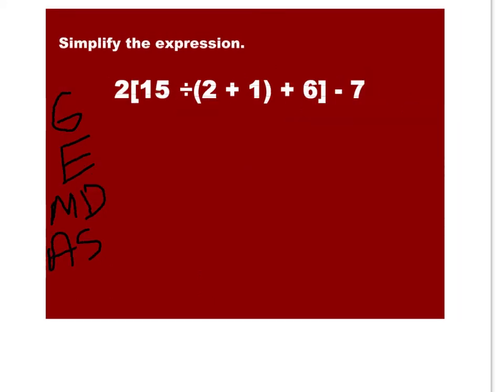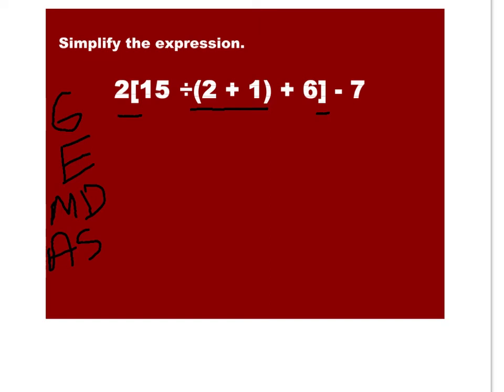Okay, this is our last example problem. And this is a more complex one, but really easy to do still. We're going to do our grouping symbols first, and if you look, we have two kinds of grouping symbols. We have a parentheses and we have brackets. When you have grouping symbols inside grouping symbols, you always want to do the one most in the middle, the inside one first.